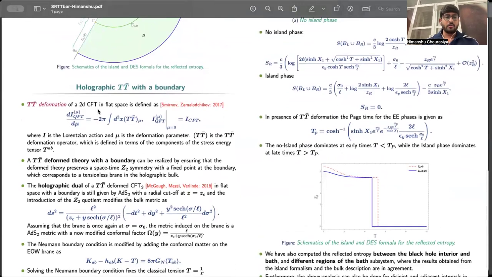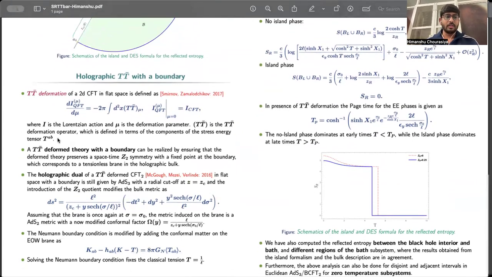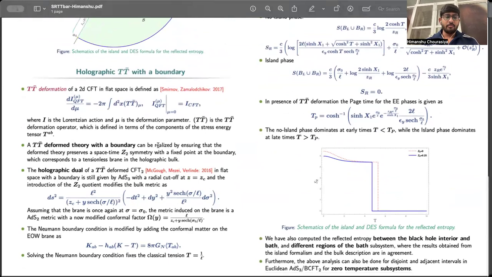TTbar deformation of the 2D CFT in flat space is defined according to this equation, where I is the Lorentzian action and mu is the deformation parameter, and TTbar is the deformation operator, which is basically defined in terms of the components of the stress tensor T_AB. The TTbar deformed theory with the boundary may be realized by ensuring that the deformed theory preserves G2 symmetry with a fixed point at the boundary, whose bulk dual is given by the tensionless plane in the bulk.